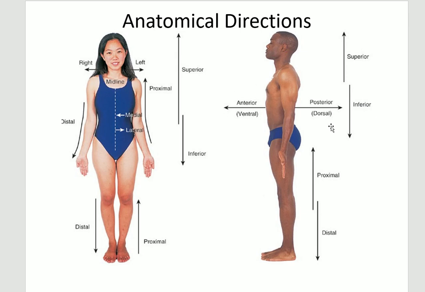Superior and inferior is all trunk and head, no arms or legs. So superior, inferior, that's the trunk right there. That's the trunk. And then you guys know what the head is. And then the midline of the body is the center of the body. Medial is towards the midline. Lateral is away from the midline.